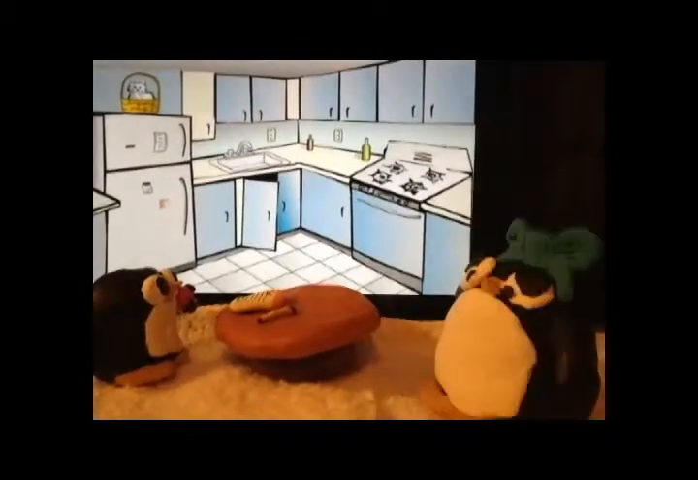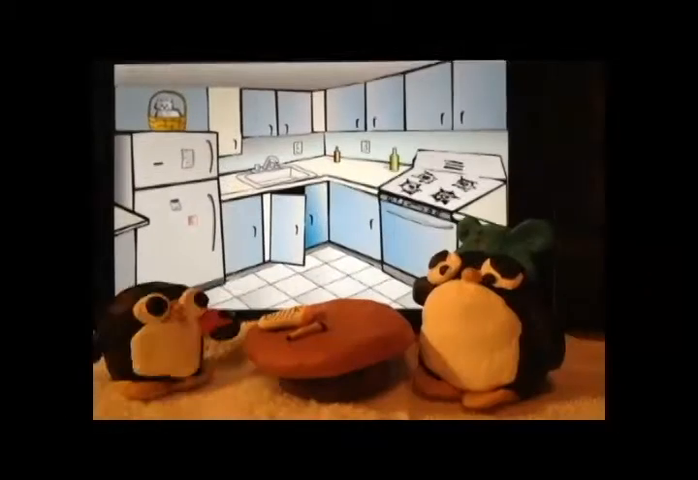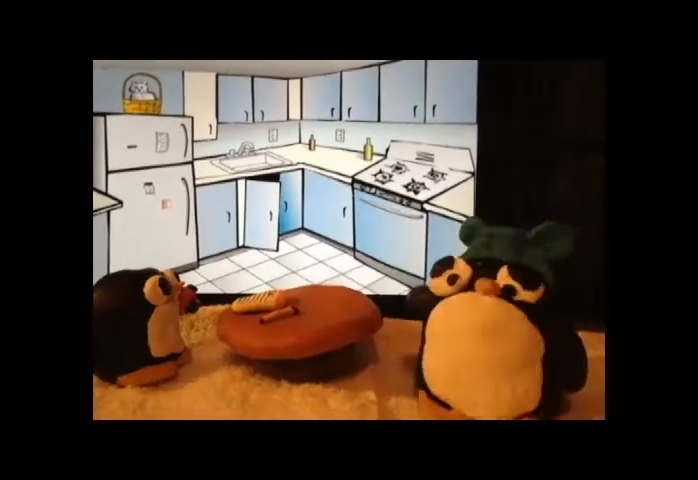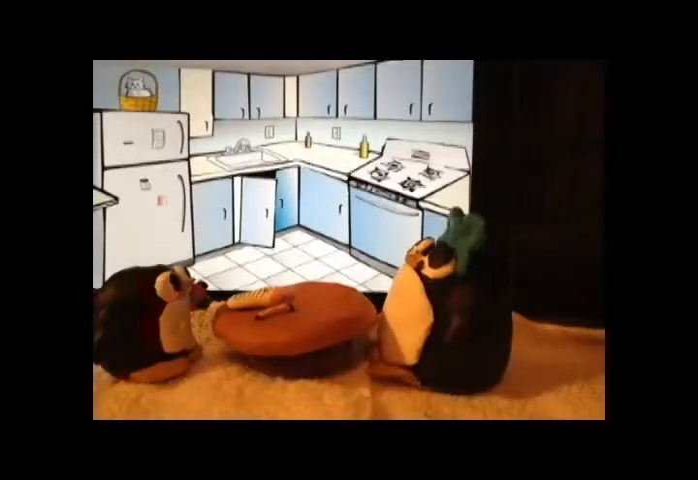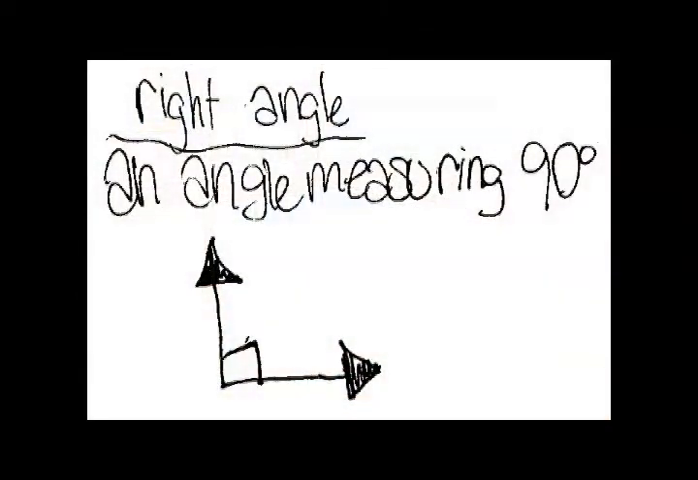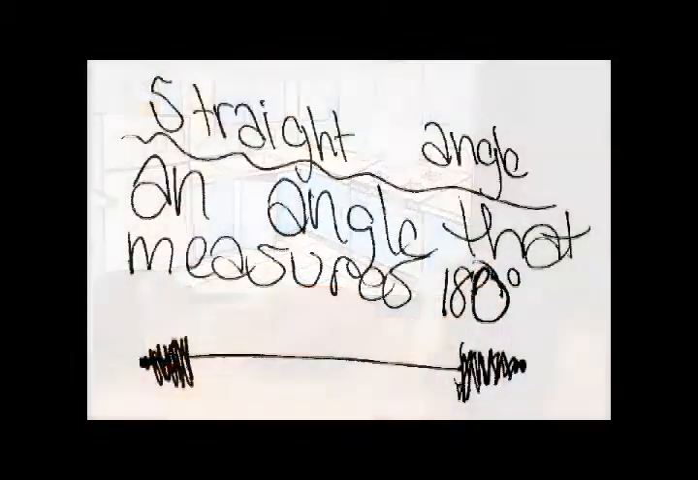An angle is two rays that have the same endpoint, and it looks like this. An acute angle is an angle less than 90 degrees, and it looks like this. A right angle is an angle measuring 90 degrees, and it looks like this. A straight angle is an angle that measures 180 degrees, and it looks like this.